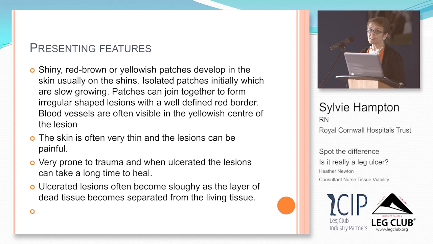The presenting features are shiny, red, brown or yellowish patches. They develop in the skin, usually on the shins. Isolated patches initially, which are slow growing, and patches can join together to form irregular shaped lesions with a well-defined red border. Blood vessels are often visible in the yellowish center of the lesion. The skin is often very thin, and the lesions can be very painful. Very prone to trauma, and when ulcerated, the lesions can take a long time to heal. And ulcerated lesions often become sloughy as the layer of the dead tissue becomes separated from the living tissue.